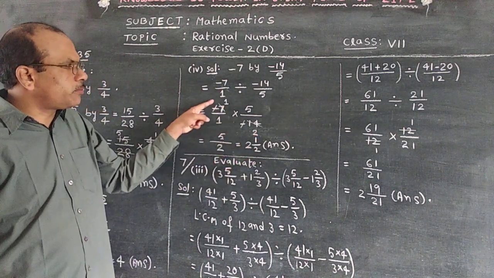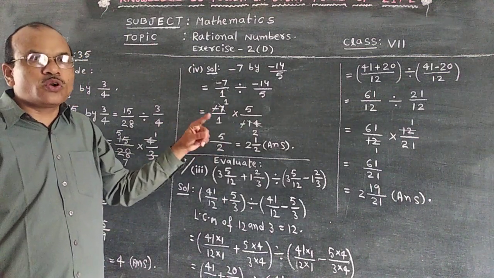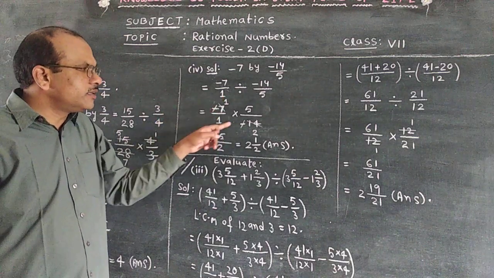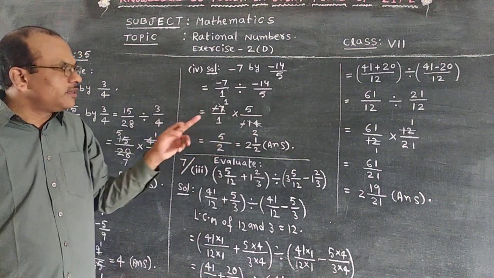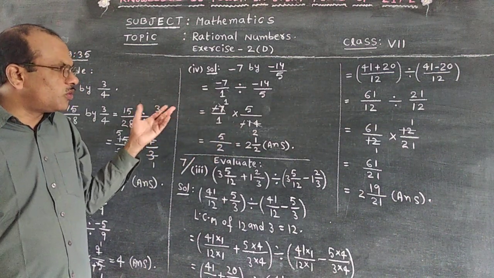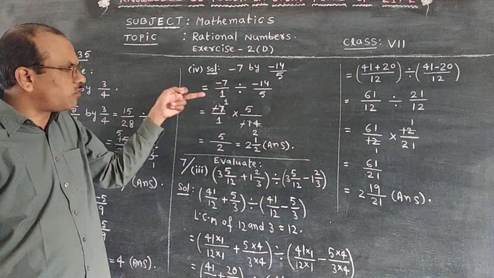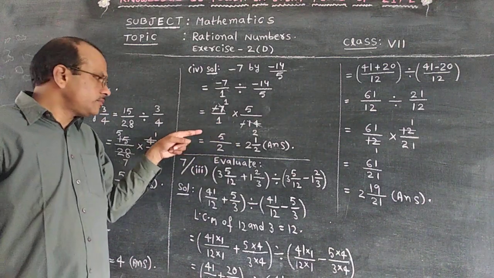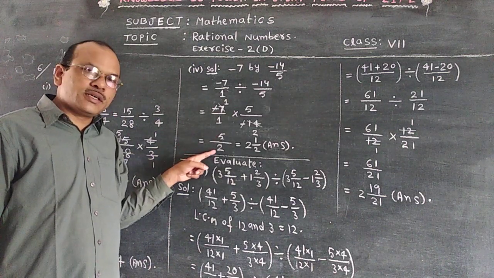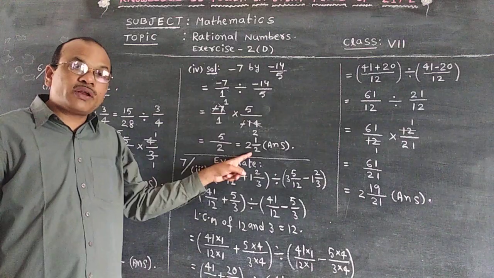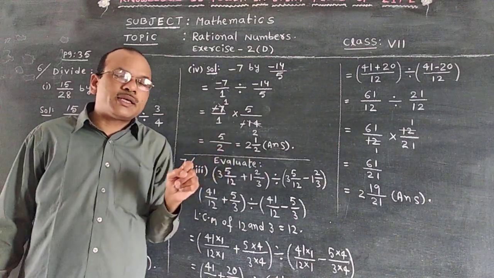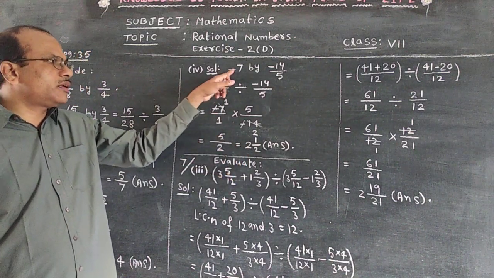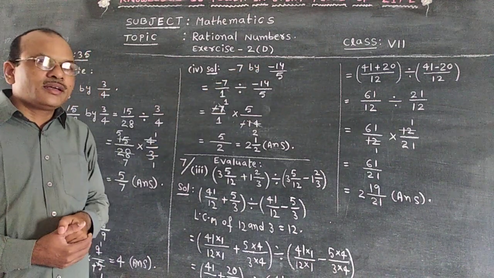Here the minus in the denominator and the minus in the numerator were both cancelled. We know how to cancel this part. Again, the 7th table is used to cancel: 7 ones are 7, 7 twos are 14. Am I correct? Then any more for cancellation? No. 1 and 5 are left in the numerator. 1 fives are 5, by 1 twos are 2. So 5 by 2. Here the numerator is bigger than the denominator, so we should divide in rough to get a mixed fraction, called 2 1 by 2. That remains as the answer. It is the rational number we have got by dividing minus 7 by minus 14 by 5. Is it clear, students?